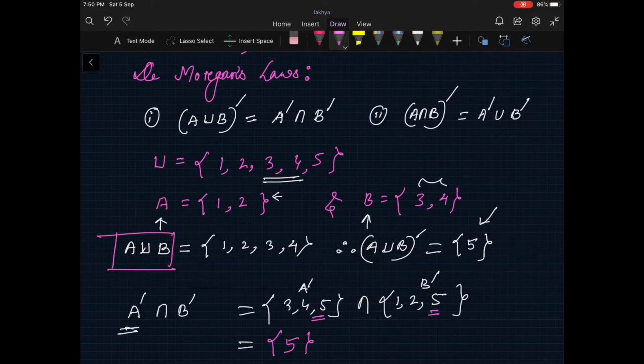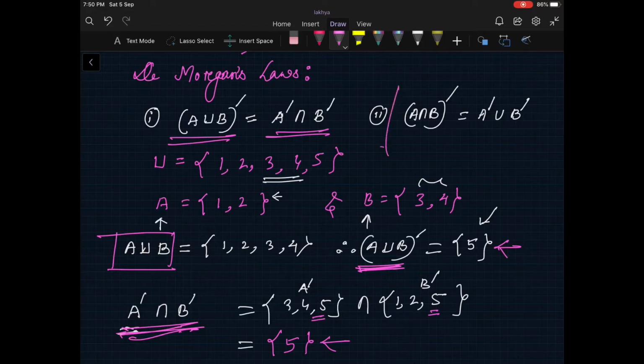Okay, now you see this is A union B. Okay, and this is the complement of A union B, which is the left hand side of this identity, which is equal to a set containing 5. Okay, and this is the right hand side of this identity, which also results in a set containing 5.